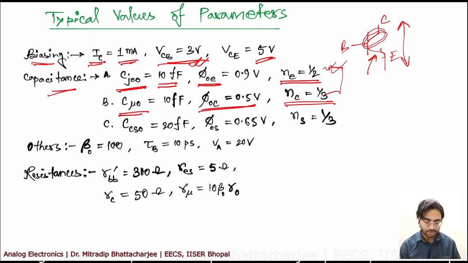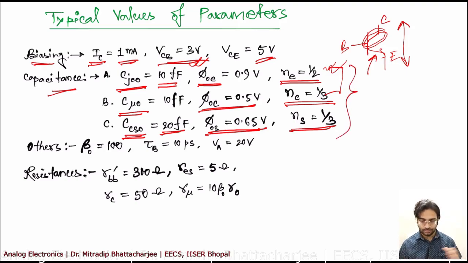Okay, then you have the substrate. In the substrate, CSO0 is 20 femtofarad. The built-in potential is 0.65 volt and you have N equal to 1 by 3. So these are the typical values. More or less all these no bias capacitances are in the femtofarad range. This is what we should understand.